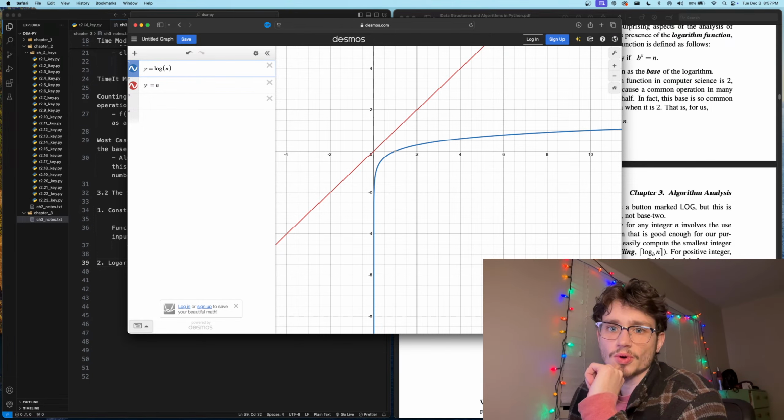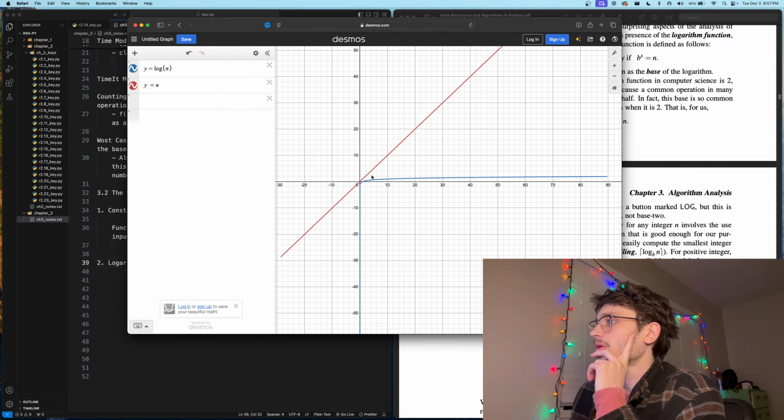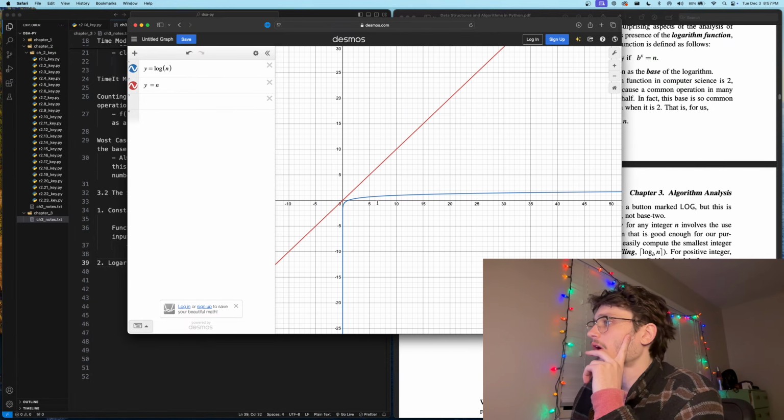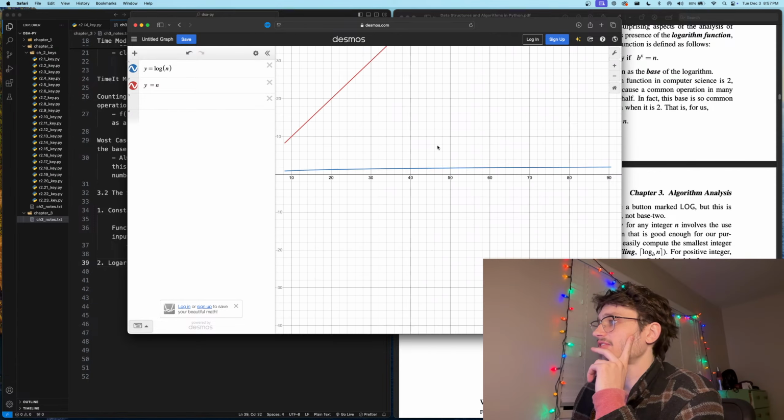Faster relative to the y equals n. Okay, so you're saying that the log function approaches infinity faster than the y equals n.